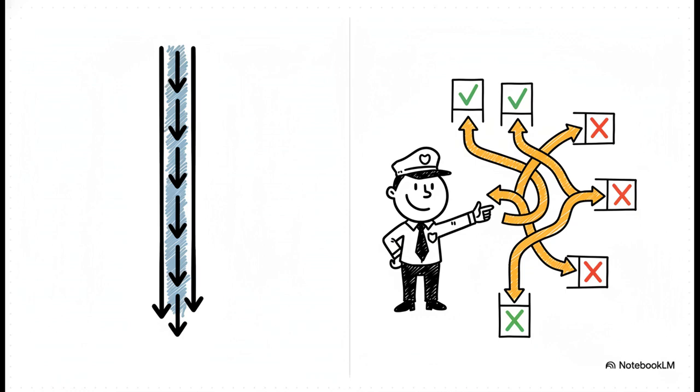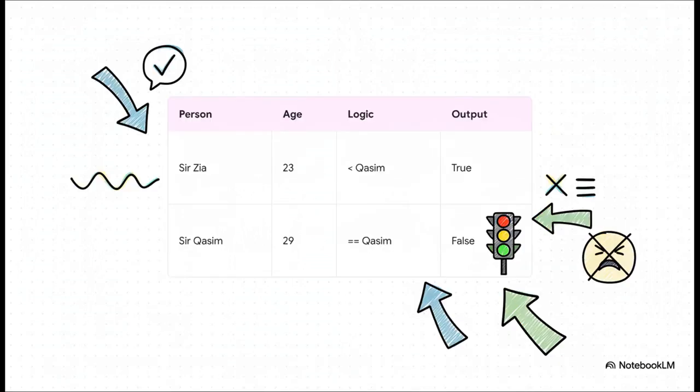Enter control flow. This is where you essentially become a traffic cop for your code. Instead of forcing Python to mindlessly run every single line, you tell it to completely skip entire blocks of code based on simple true or false conditions. You're fundamentally changing the execution path of the script based entirely on the rules you set. Let's look at a concrete example using the if, elif, and else keywords.